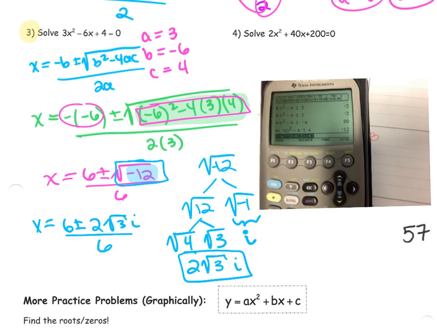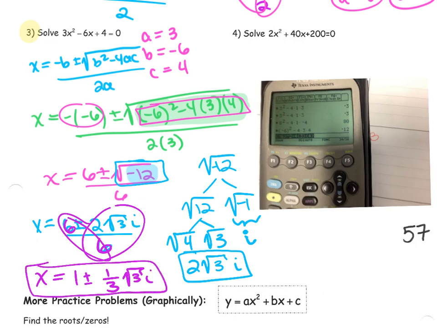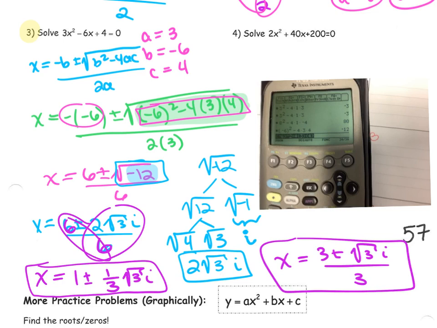And again, we can use our pretzel method, heart method, whatever you prefer. 6 over 6 is 1. 2 over 6 is a third, and we leave the radical 3i. All right, guys, so that is your final answer. You also could have written it like this if you wanted to. 3 plus or minus the square root of 3i all over 3. That would have also been acceptable.